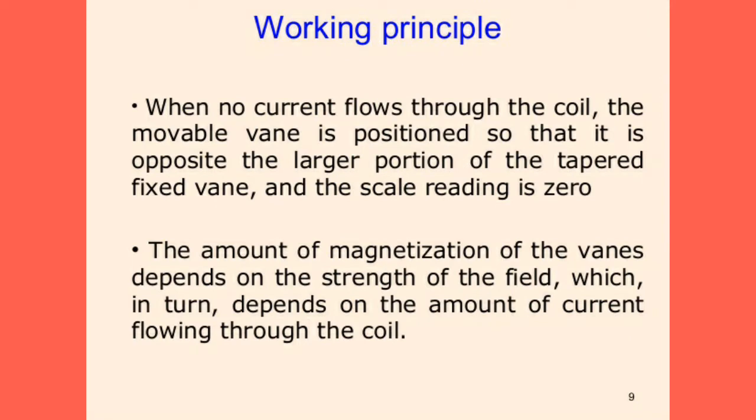The electromagnet attracts the iron vane. The vane passing through the coil tries to occupy the minimum reluctance path. This is a very important point. Where will the vane go? It occupies the place where the minimum reluctance is. Reluctance is the property of a magnetic circuit which opposes the flow of magnetic flux.